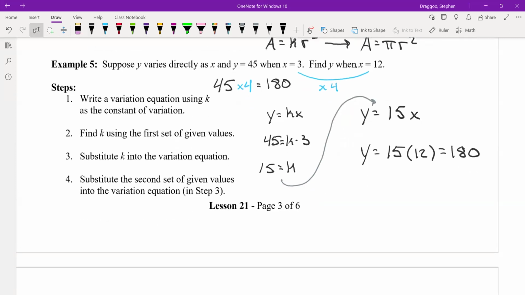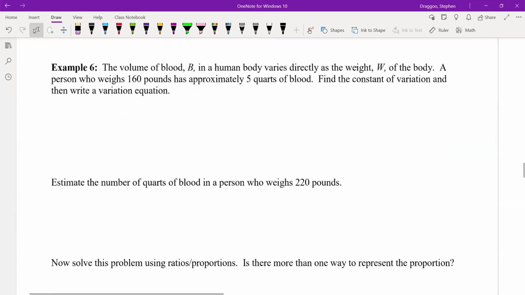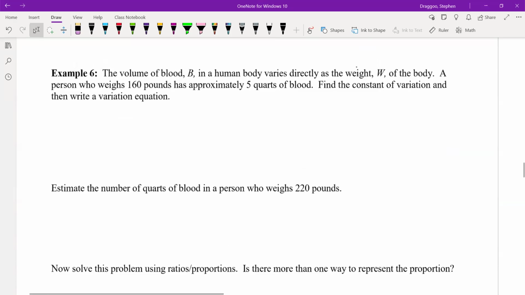All right, cool. So that's direct variation. We're gonna try this idea again. Volume of blood in human body varies directly with the weight. So that means we've got an equation. B is equal to KW. Then we say a person that weighs 160 pounds has approximately 5 quarts of blood. Find the constant of variation and then write that equation together.